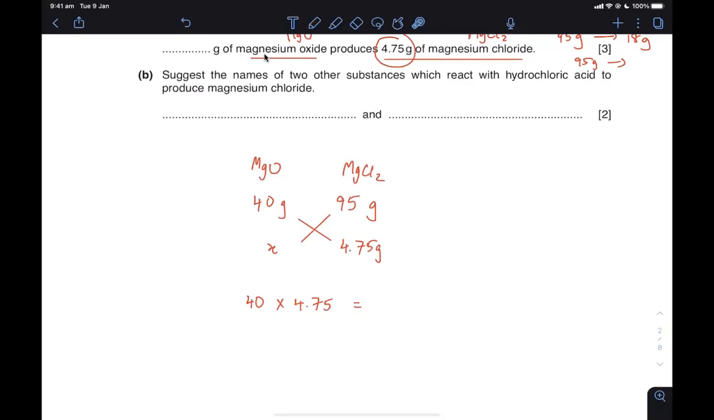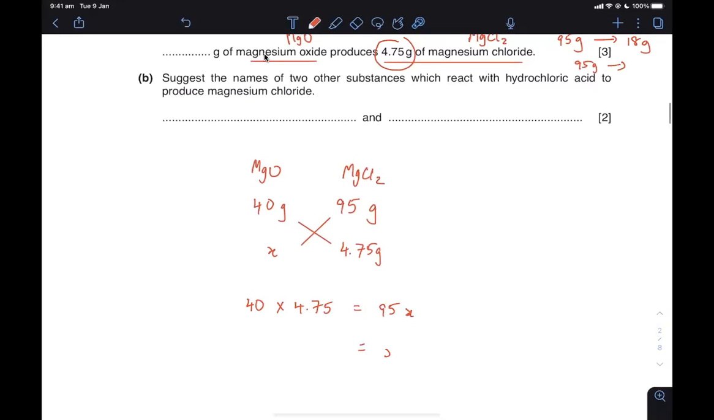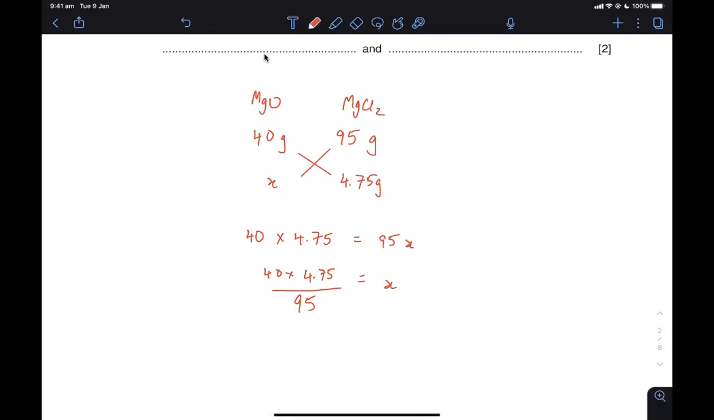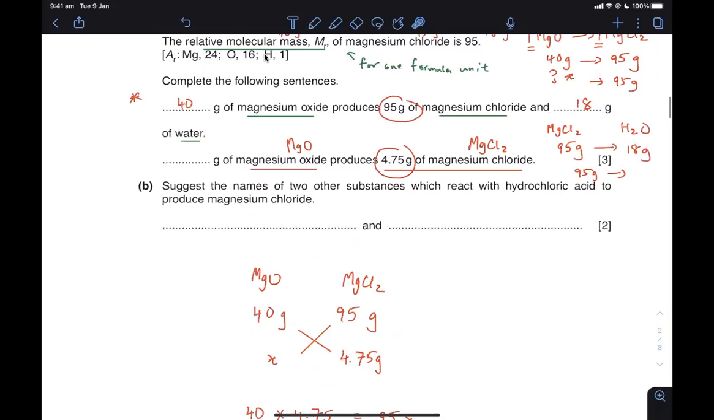So just the number times the number, and then the number times the number, which is an unknown here. So as you know from your mathematics, you just move the 95 to the bottom, and then you just press your calculator now, and you will get X equal to 2. The unit is gram because all of this is in gram. So that has to be 2 grams of magnesium oxide.